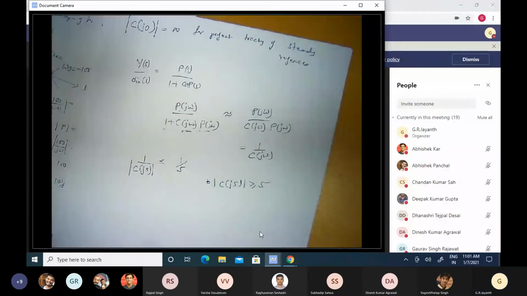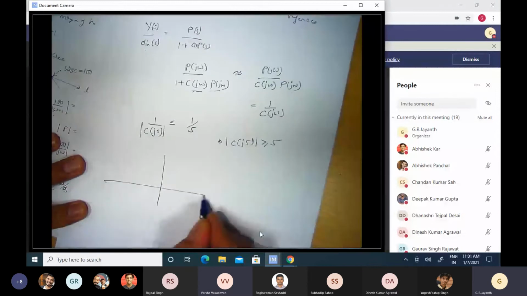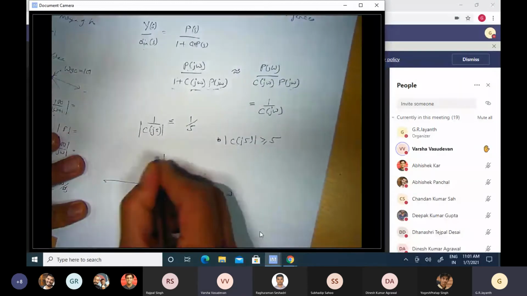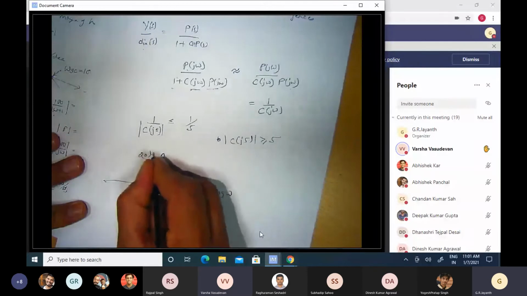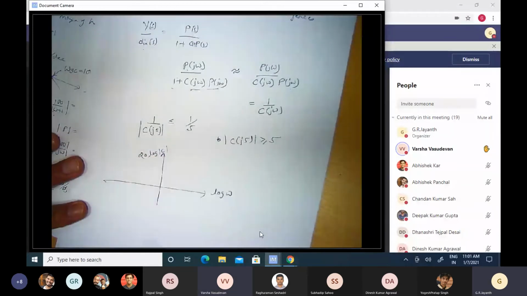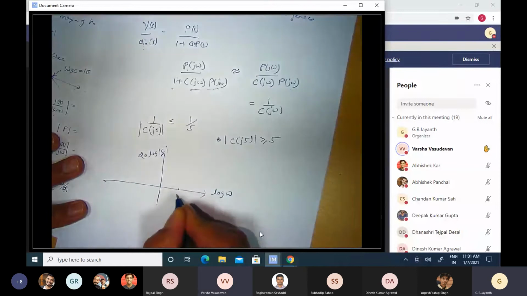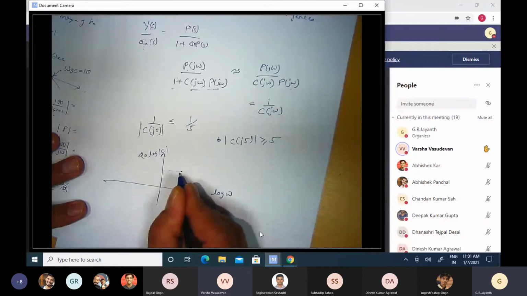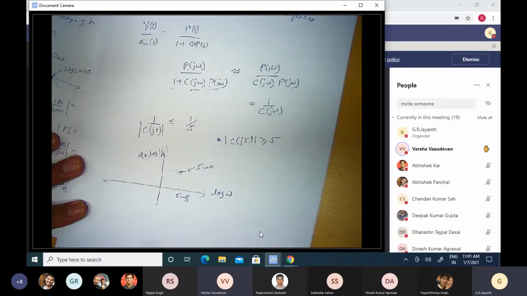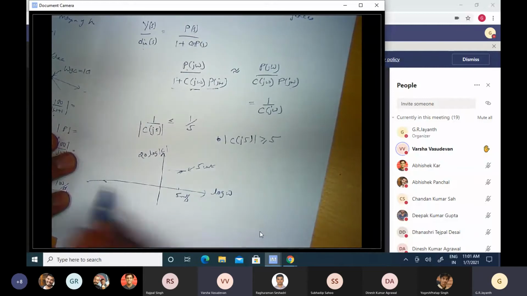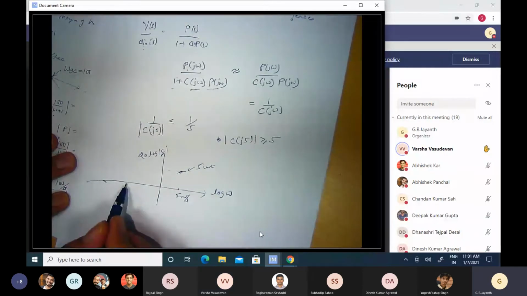The next step is to fix the controller structure. We need to find a controller structure that gives us these particular gains. So let me just plot the Bode plot of the controller alone. This is log of omega. This is 20 log magnitude of C. I know that at 5 radians per second, let us say 5 radians per second is somewhere here, the controller gain has to be at least 5. So this is 5 units.